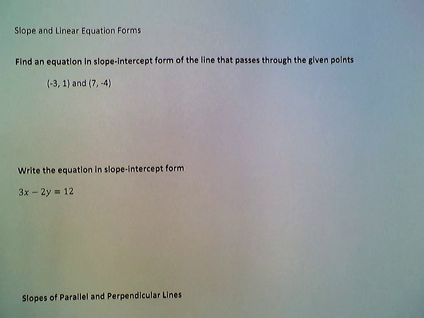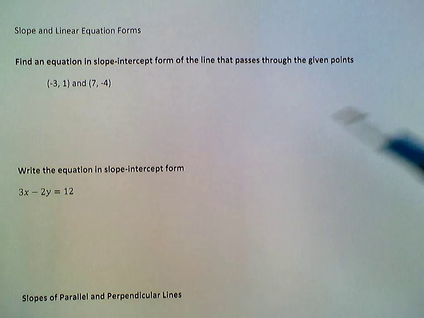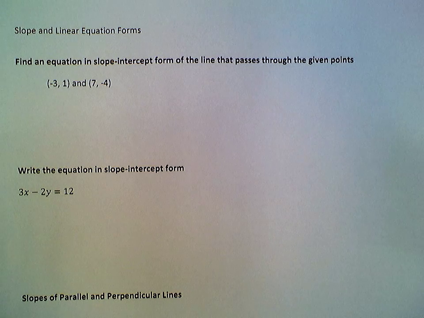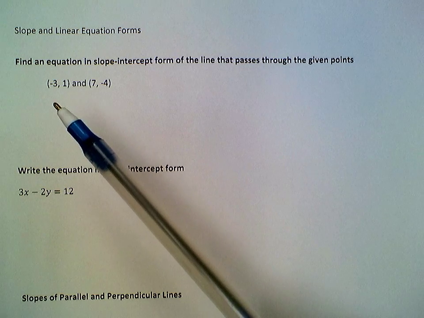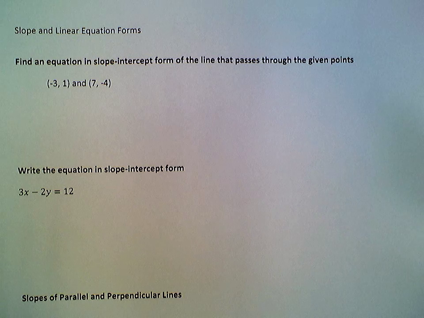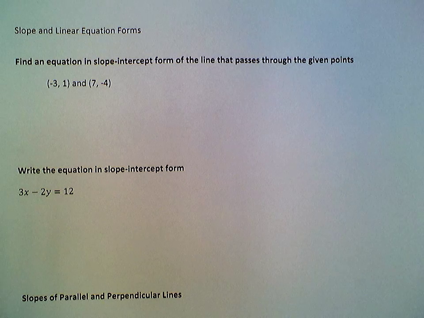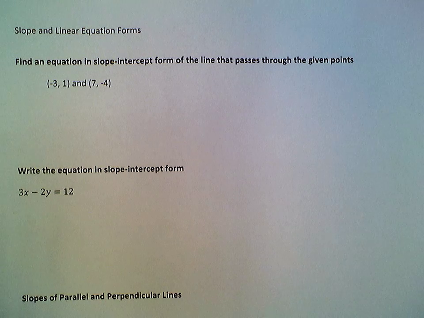Alright, so now we're going to continue looking at forms of linear equations. With this question, it says find an equation in slope-intercept form of the line that passes through the given points. So I've got 2 points, negative 3, 1, and 7, negative 4. Unlike the last examples where they just gave me the slope, this one doesn't give me the slope. But it does give me 2 points so that I am able to find the slope.